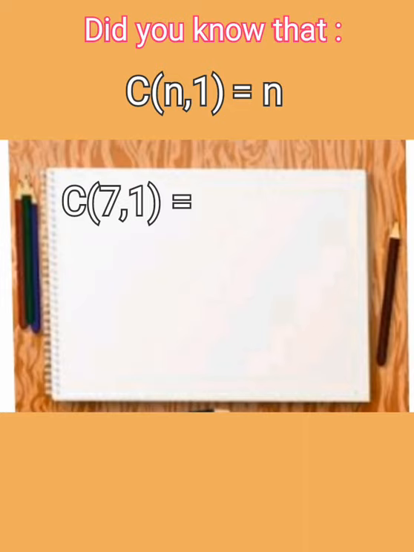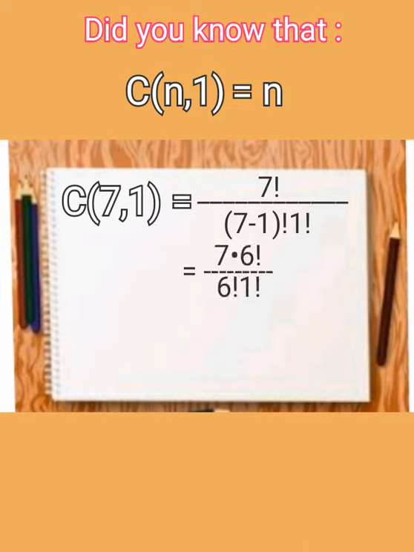We also have the combination of n things taken one at a time is always equal to n. Example, the combination of 7 things taken one at a time is equal to 7 factorial over 7 minus 1 factorial 1 factorial. So we have 7 factorial over 6 factorial 1 factorial. So the combination of 7 things taken one at a time is equal to 7.